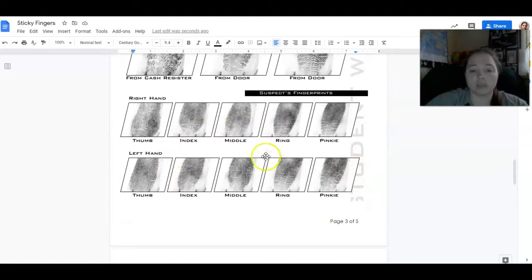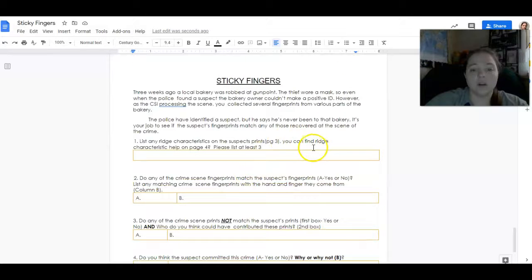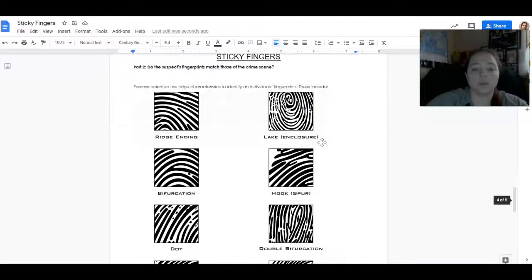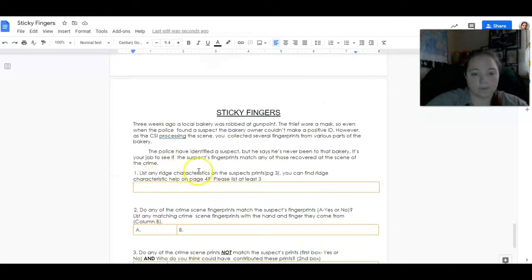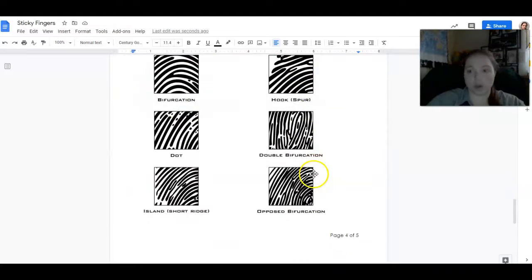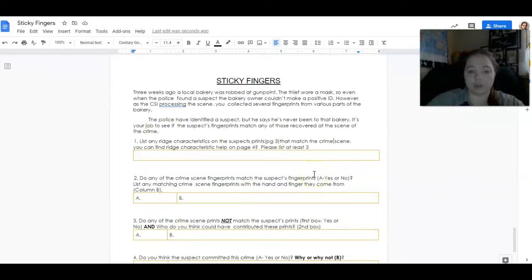So here's the suspects that you can find from the case. That match at the crime scene. Sorry about that. You can find ridge characteristic help right here. We've already gone over this, so you have a little bit of experience with that.